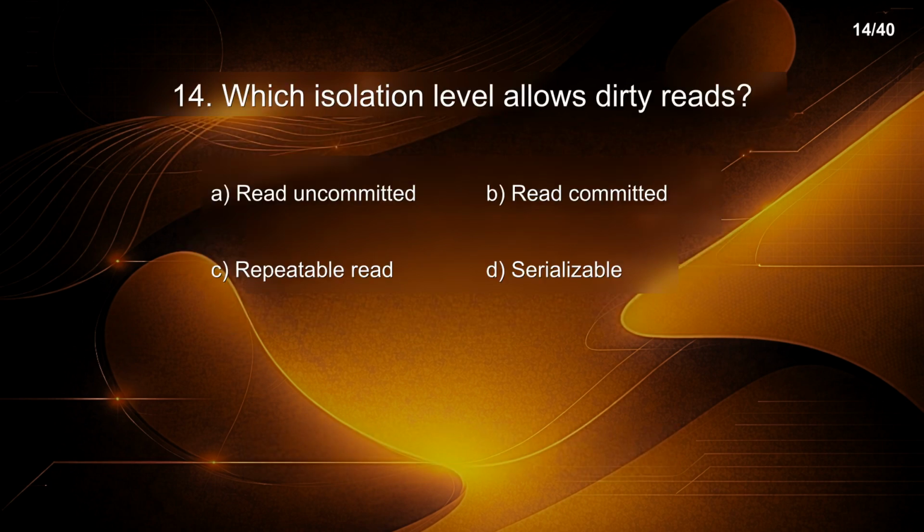14th question. Which isolation level allows dirty reads? A. Read uncommitted. B. Read committed. C. Repeatable read. D. Serializable. Correct answer is A. Read uncommitted.